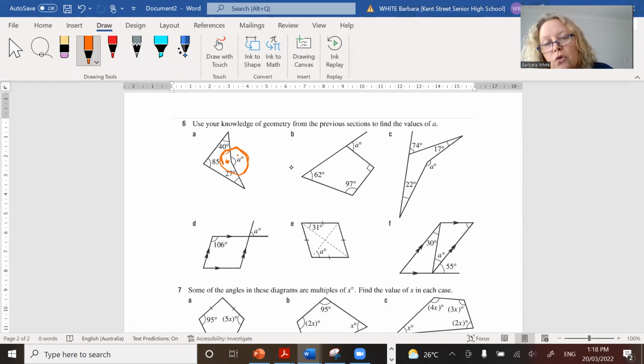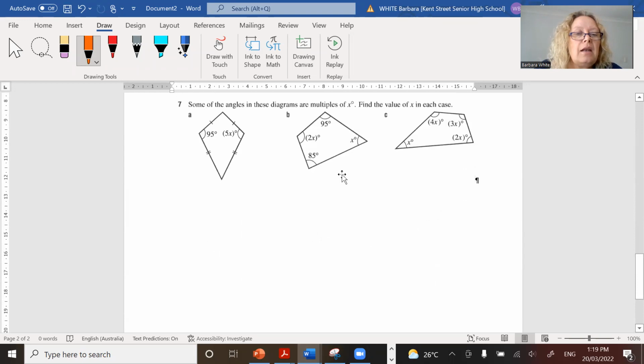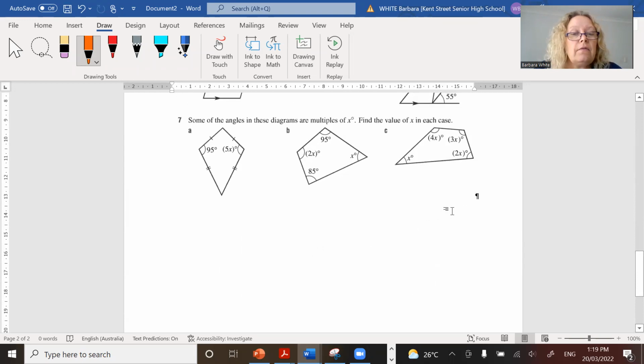6B, you know this one, you know this one, you know this one. You can find this one and you can use it to find A because you know that A plus this angle here add up to 180. They're on a straight line. Number 6 is the tricky stuff for the people who are able to do that. Number 7, if you are feeling really clever, I'll show you how to do 7B.